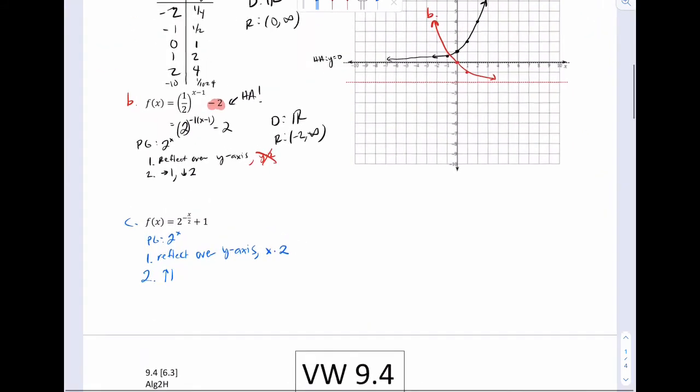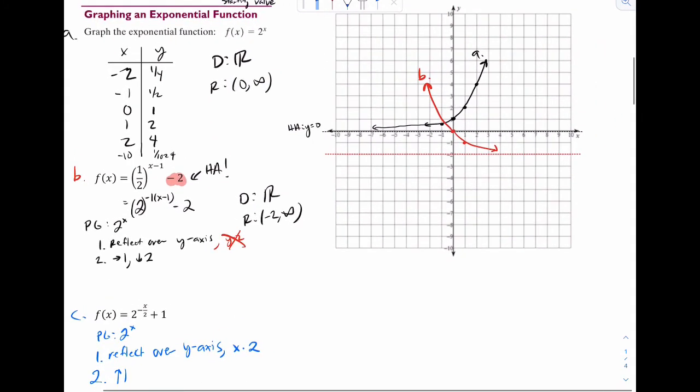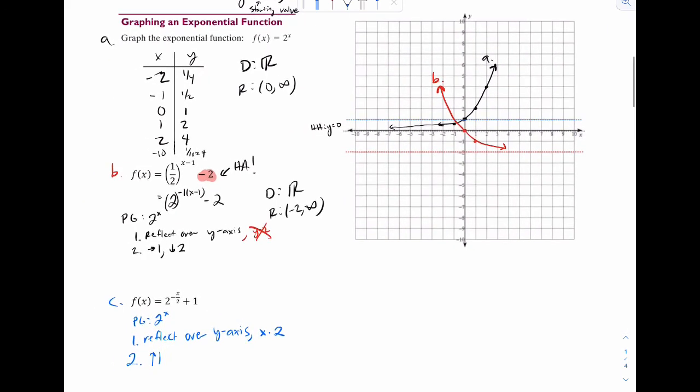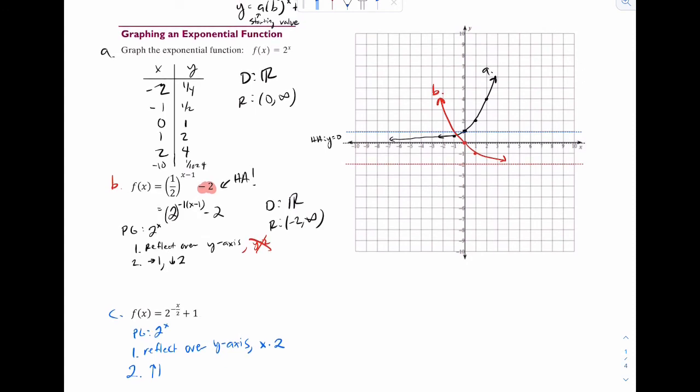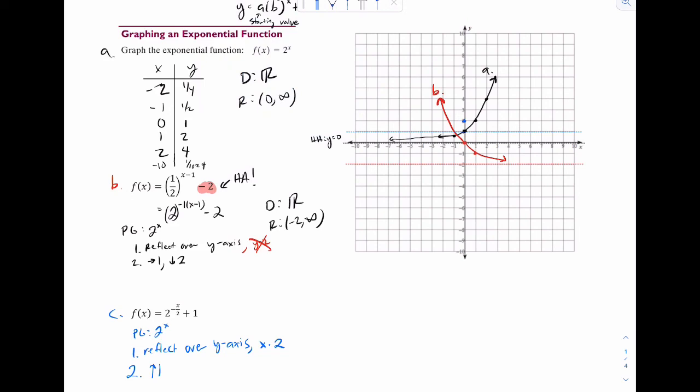So let's do that. What some people do is they actually put the asymptote first so they can make sure they're doing it right, because I know the asymptote should be at 1. So I'm just going to plop that in right there. And then I'll reflect and do x times 2. So if I grab my parent point, reflect it, nothing happens. And I'm going to do x times 2, nothing happens. So I'll go up 1. So here's my new point right there.